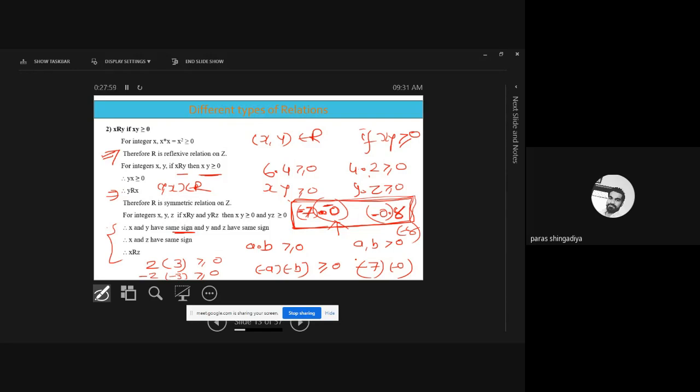Okay, we need to consider the same sign to prove greater than or equal to 0. So when we consider any such a, b, if a's answer is negative then b should also be negative there. You cannot put only a simple 0 there, without sign.